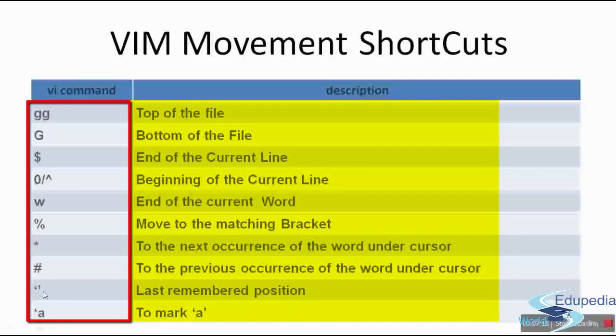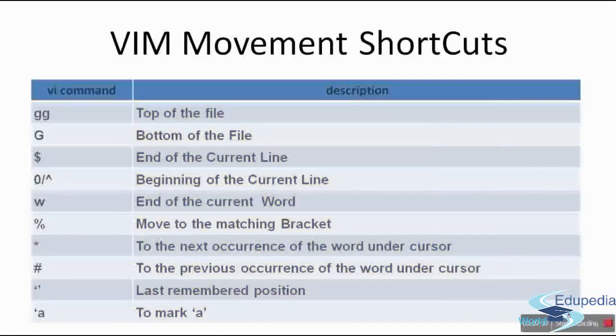Then there is single apostrophe and any character. So in place of a, it can be any other character, and it will take you to the mark a. In the VI editor you can bookmark various places, and these bookmarks are generally done on the basis of characters. So you can have 26 bookmarks, small a to z, and capital A to Z, so that will be 26 plus 26, that is 52 bookmarks. That is how you can bookmark various lines.